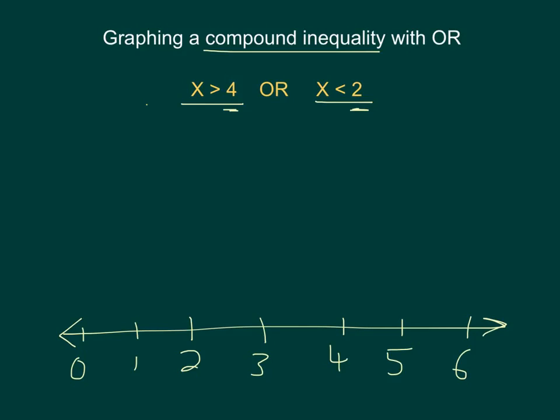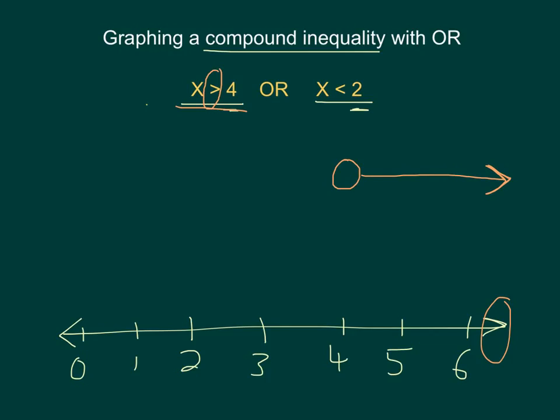When we have a compound inequality, we're going to draw each individual inequality above our number line and then put them together. So let's start with x is greater than 4. Since it's not equal to 4, we're going to have an open circle. And then we look at the greater than sign, and it looks like this shape of our arrow. So we know it's greater than, and we have an arrow at the end.